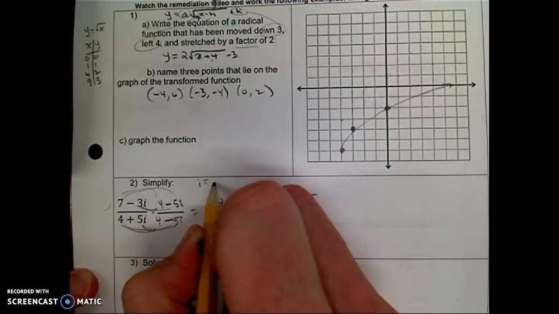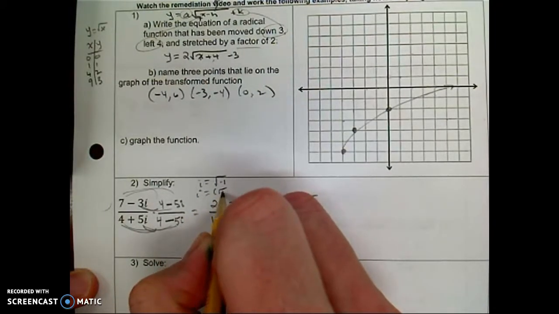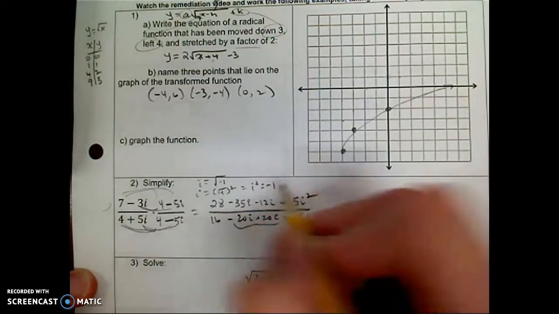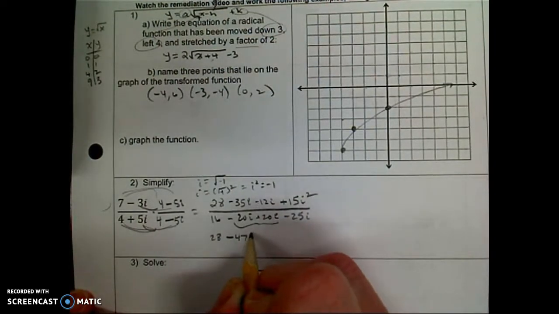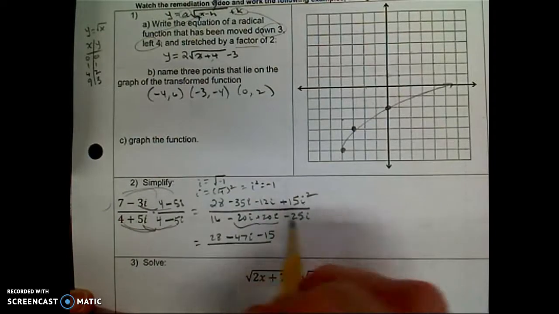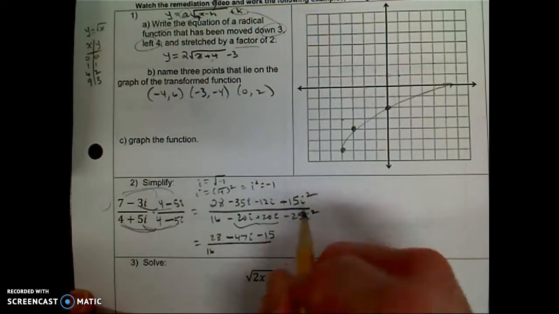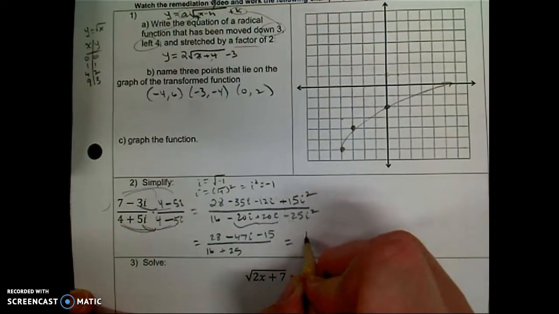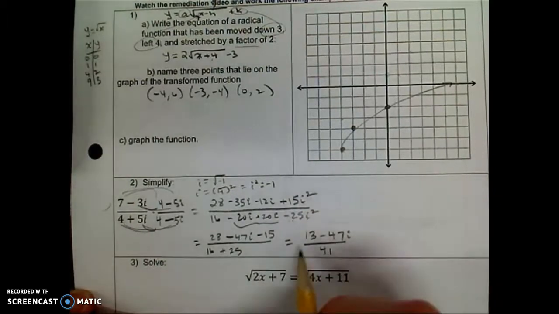Pointing out that i is the same as the square root of negative 1, if I square i, that's negative 1 square root squared, which means that i squared is equal to negative 1. So I can replace these. 28 minus 47i, 15 times negative 1 is negative 15. In the denominator, 16, negative 25 times negative 1 is positive 25. So 28 minus 15, that's 13, minus 47i over 41.